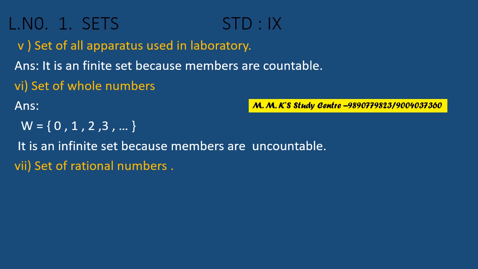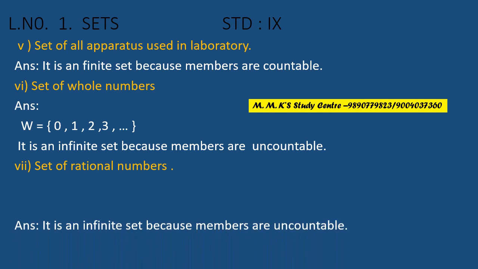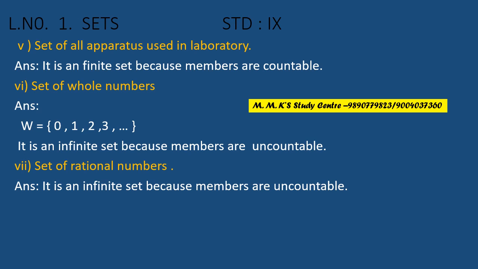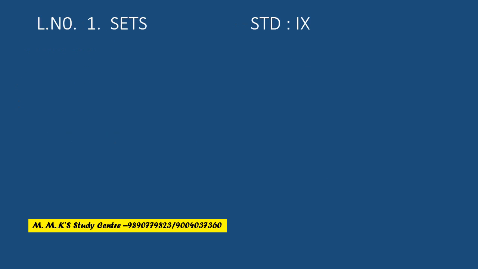Now seventh one, set of rational numbers. Rational numbers contain whole numbers, natural numbers and integers. Together they are called rational numbers. And integers, whole numbers and natural numbers are infinite, and therefore it is an infinite set because members are uncountable.